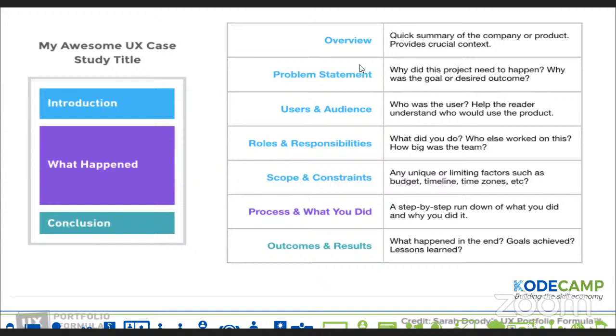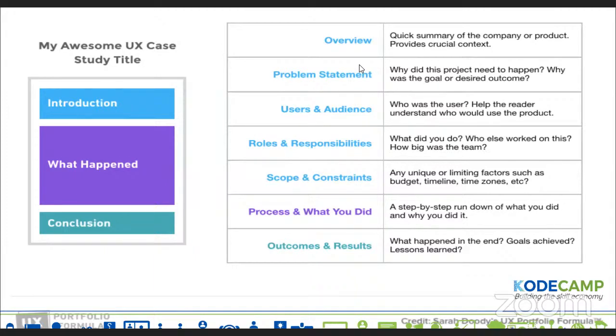We also have the roles and the responsibilities. What did you do? Who else worked on this? Were you like a team? How big was the team? What impact did you make? What's the level of stuff you did? Some people can work in a team and maybe you're the lead product designer. You're going to do most of the work, right? So this is where you get to write down your roles, the responsibilities, the part you played in the whole process.